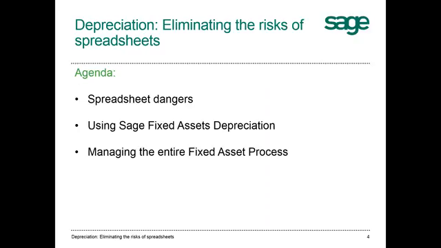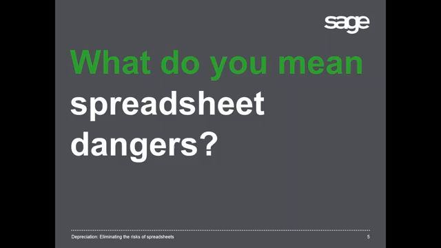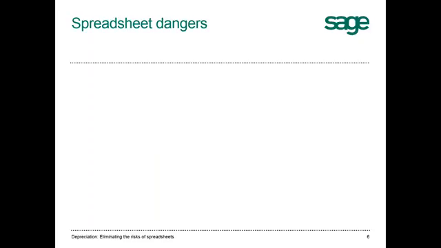In order to answer these questions, we're going to first spend some time discussing the dangers of using spreadsheets to manage your fixed assets, using some real-world examples and figures. Then we'll walk through Sage's depreciation solution briefly, and finish by discussing the entire fixed asset process, above and beyond just depreciation. So first, why is this topic important? You might be thinking to yourself, well, I'm using spreadsheets to manage my fixed assets today. What should I be worried about? Well, actually, quite a few things.